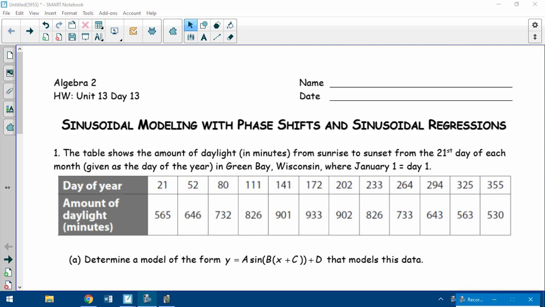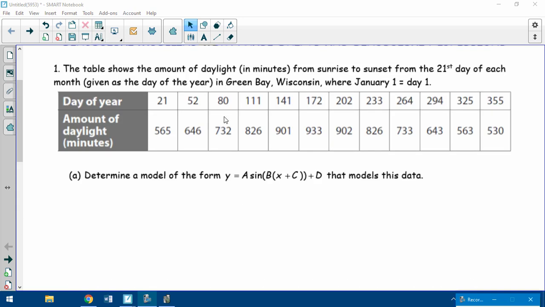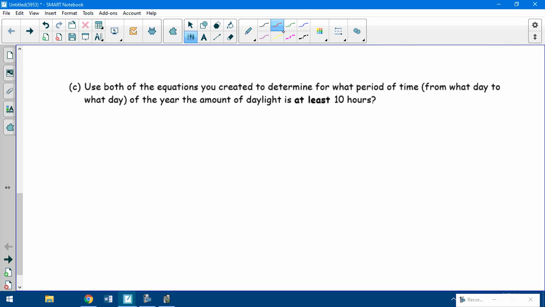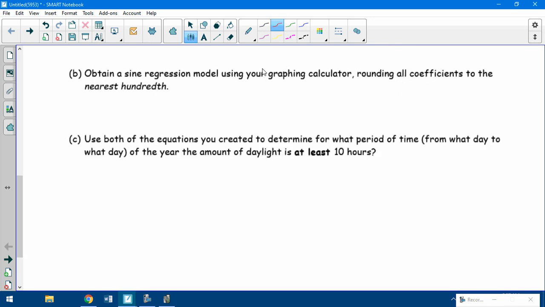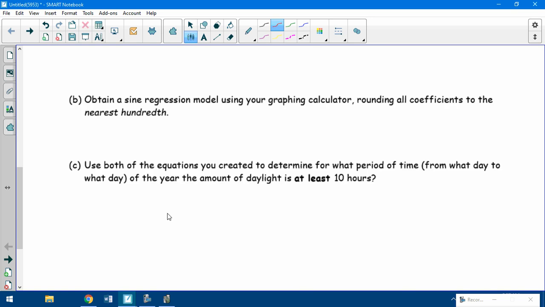One thing that I mentioned to a few of you, some of you had trouble on the front with the amount of daylight in Green Bay, Wisconsin. Part C: use both the equations you created to determine for what period of time, from what day to what day of the year, the amount of daylight is at least 10 hours. So a lot of you are thinking y1, y2, put the equations that you made from A and B into y1, and then you're looking for at least 10 hours.